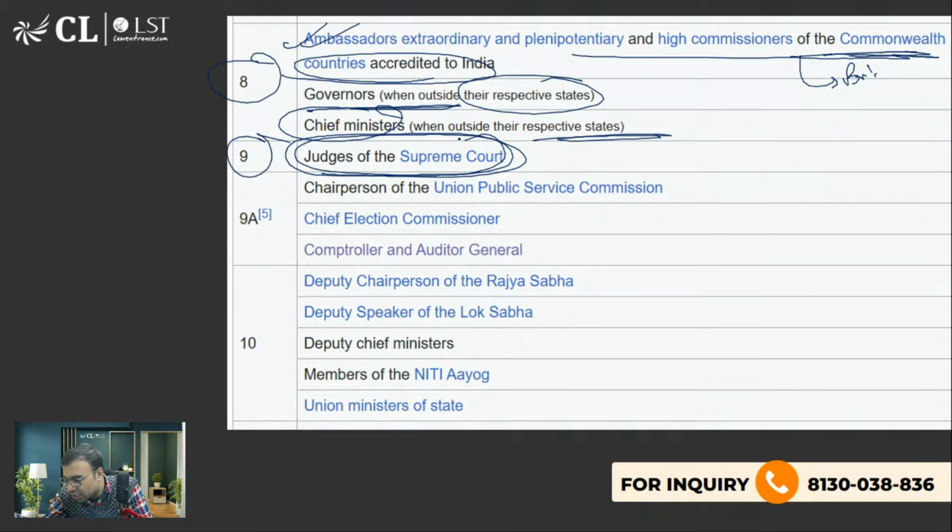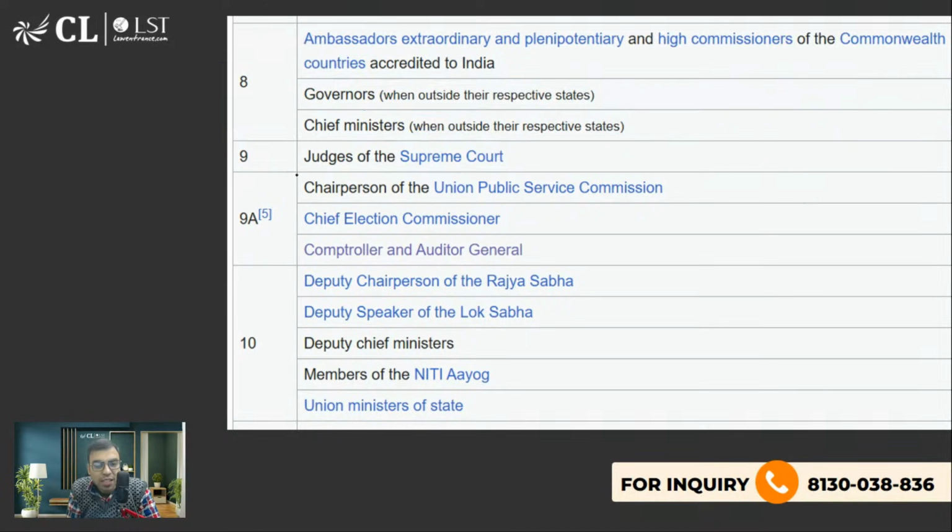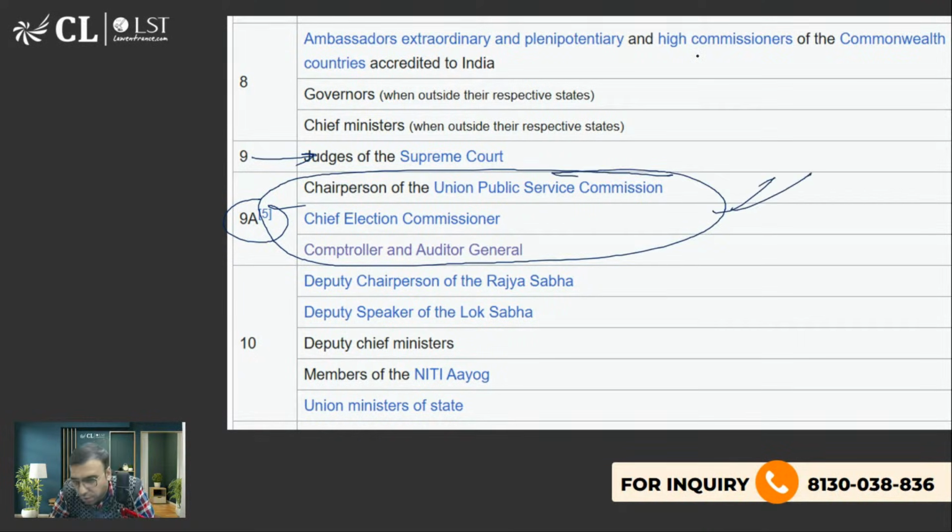LK Advani ji was, I think, the last deputy PM. Yes, right. And then in one exam I saw they asked about judges of the Supreme Court. After that, these three: Chairperson of UPSC, Chief Election Commissioner and CAG at the same position. Okay. So I'm giving you some idea about it, because I have seen these types of questions being asked in some exam. They asked to set the order of precedence, with all three in the same line. All were actually in equal rank.